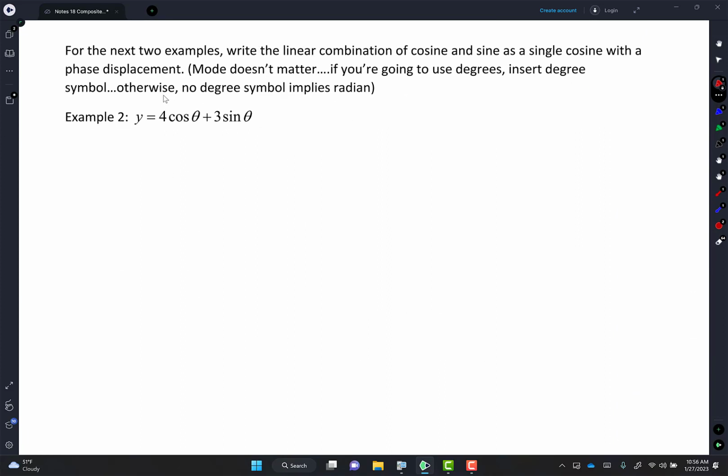We're going to do this 2 more times. I have these 2 waves, cosine and sine. I want to create one single cosine with a phase displacement. Here's how you do it. Ready? That 4 is in front of the cosine, so that's like an X. That 3 is in front of the sine, so that's like a Y, quote unquote.